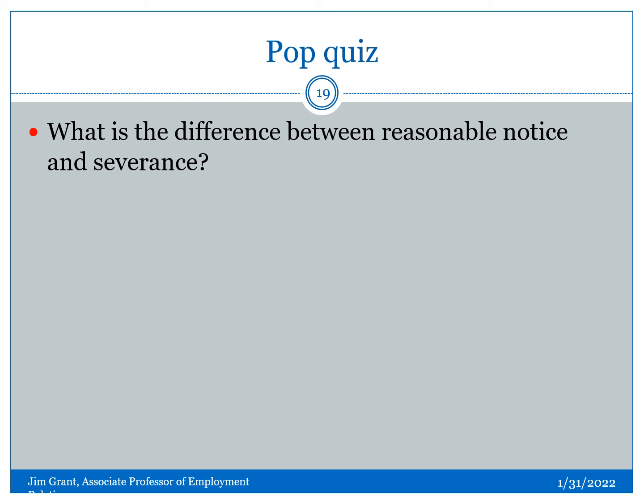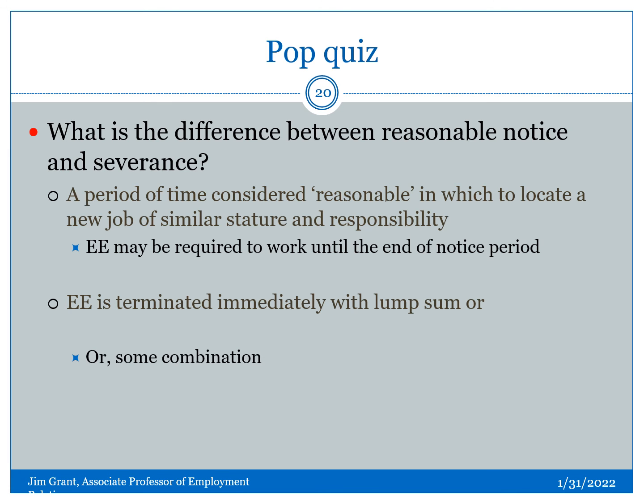So another little pop quiz. What is the difference between reasonable notice and severance? So reasonable notice of termination is a period of time, and it varies from about 2 weeks to 24 months or even more, a period of time considered reasonable in which to locate a new job of similar stature and responsibility as the job that the employee is leaving.